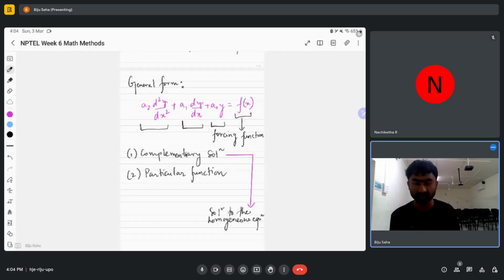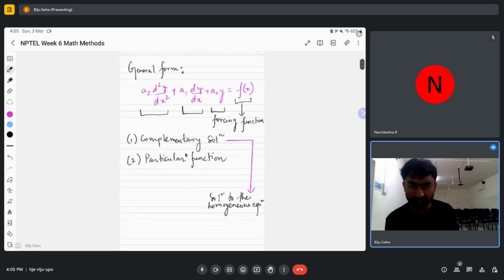It is a function of x, and that right hand side can usually be called a forcing function. As we'll see later in today's class, it is known as a forcing function because we can draw an analogy between a physical problem and this certain class of differential equation. So for the time being, let us consider f(x) to be some non-zero function, known as the forcing function.